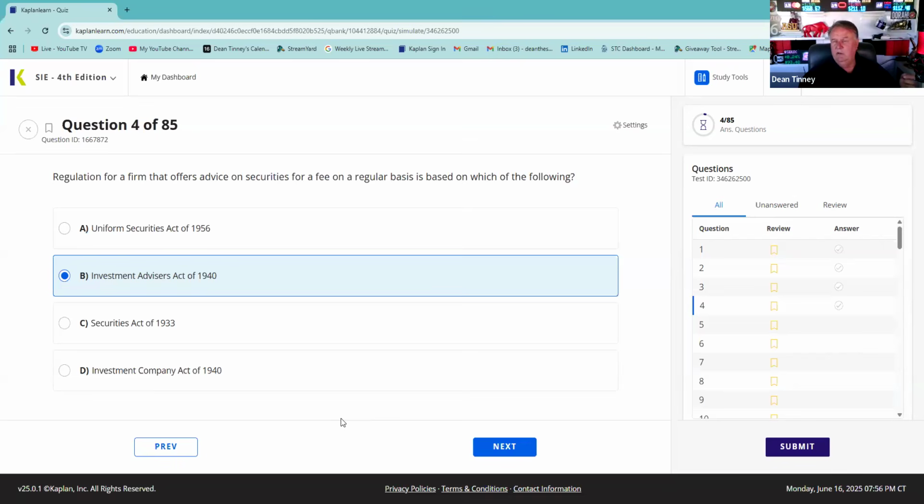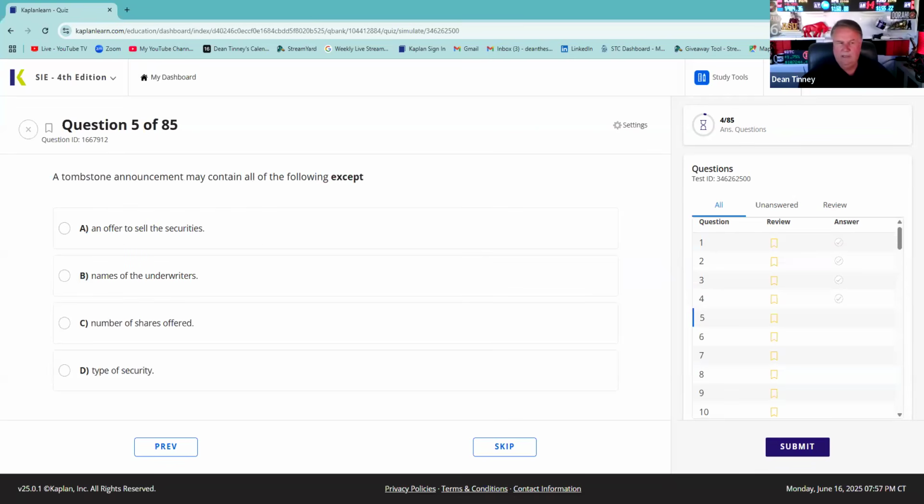Now, that means that some people are going to go on and take not only the SIE, but a 7 and then a 66, or a 63 and a 65. Because if you want to represent an investment advisory firm, you need a 65 or a 66.